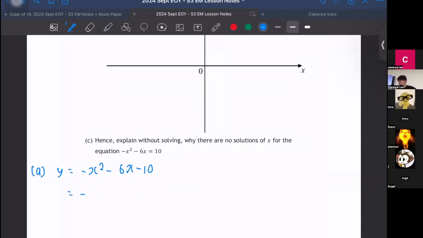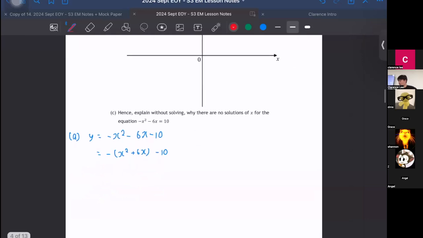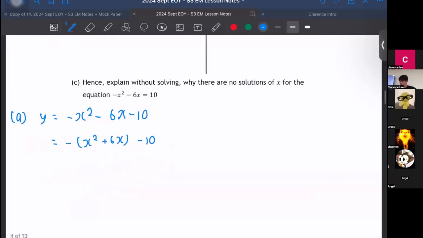Factorize out the negative sign and you'll be left with x squared plus 6x. Like I said, you don't need the constant to complete your square, so you can leave it alone. But of course, if you want to factorize out from the negative 10, go ahead. Just that you must remember to put the negative sign back at the end. What I mean by that, you will see in a bit. So same thing. Now can the class contribute to how to complete the square?